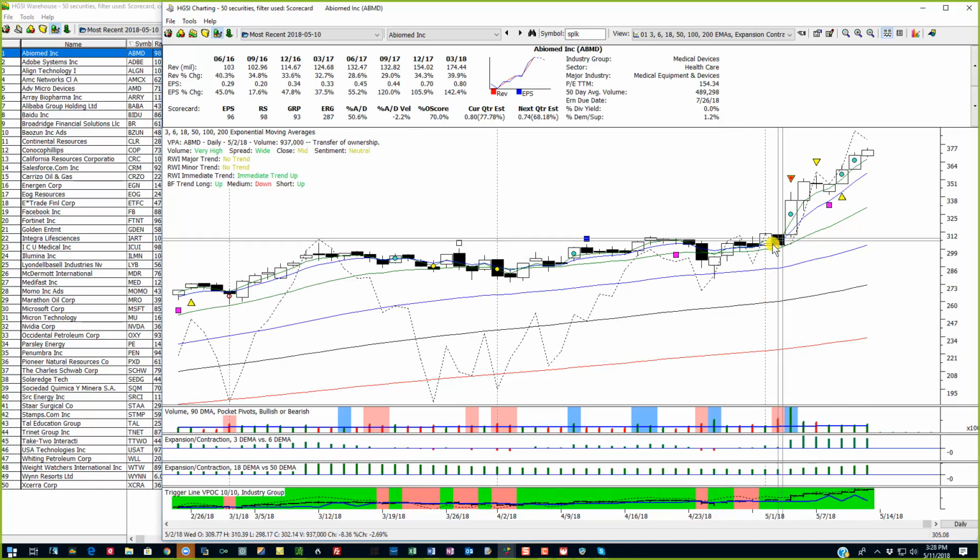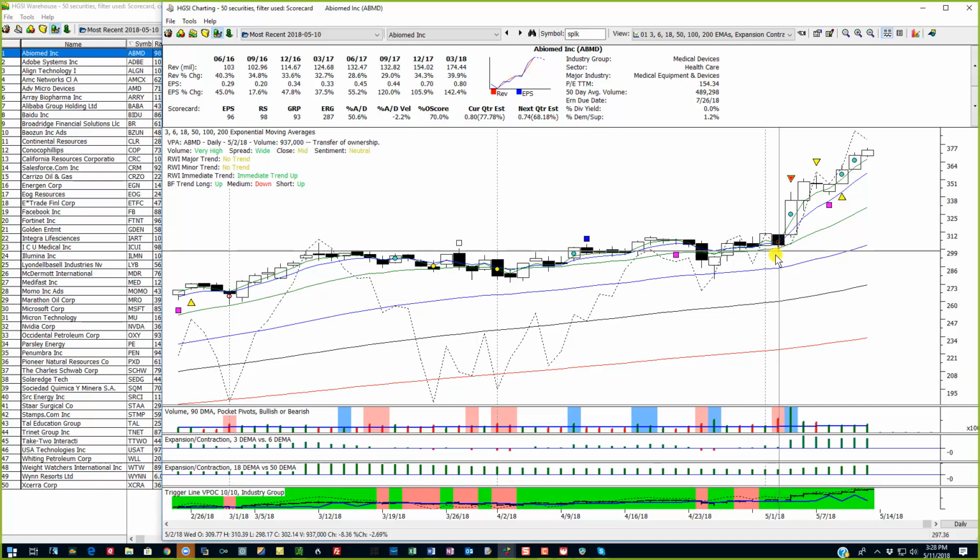And let's see. 5/1 is the one I did not know. ABMD was in 5/1. But there it was right there. So it was appearing in that smart group, the top 50, before it ever started to make a move.